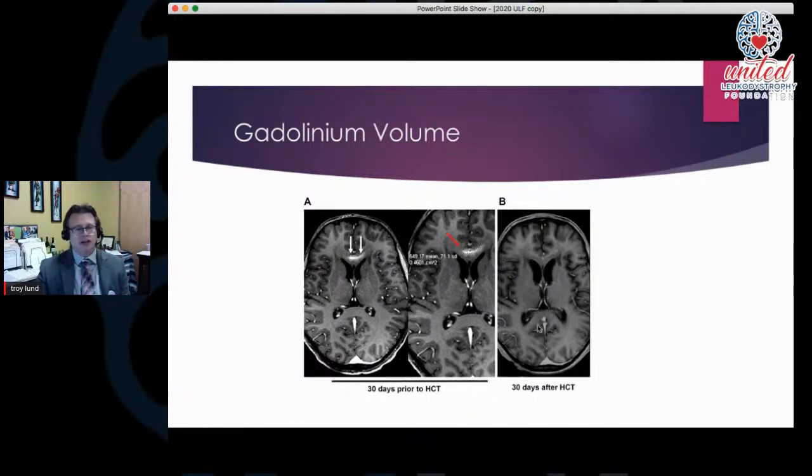I will remind you, again, in this MRI, a month after transplant, our goal is to have this gadolinium enhanced area be completely gadolinium negative, or for the child to have what we call gadolinium resolution.